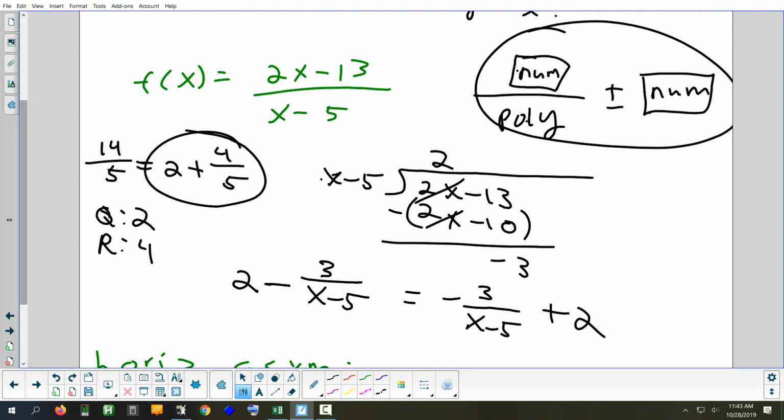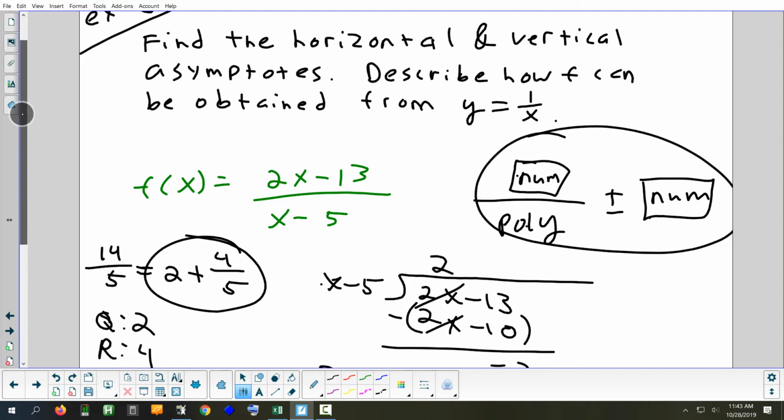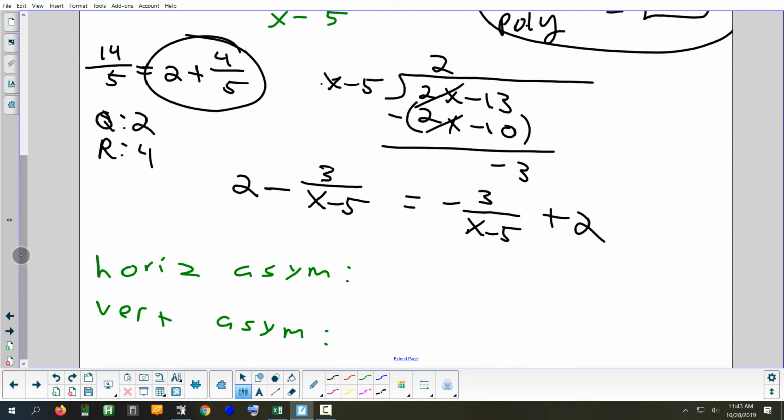Now you should be able to see your vertical asymptote, which you could have seen before. But what you couldn't see before was the horizontal asymptote. So now, I'm not going to do the second part. I just want to know the horizontals and the verticals. All right, let's make sure we get the right letters. Horizontal, what letter?